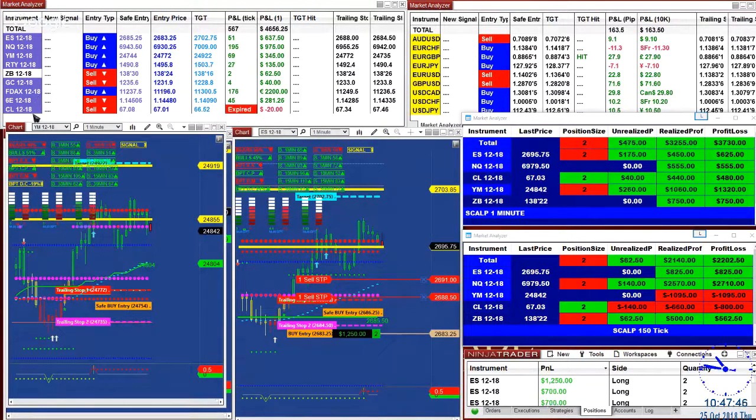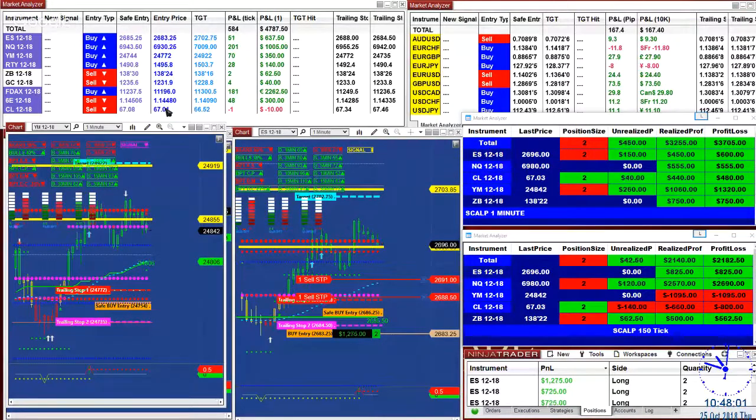Even on the market analyzer, the CL with the signal is not doing well. So the scalper on the CL is not doing well, and that system here is not doing well. So the CL, there are problems with the CL. You can see across the board here. The CL is not going anywhere.